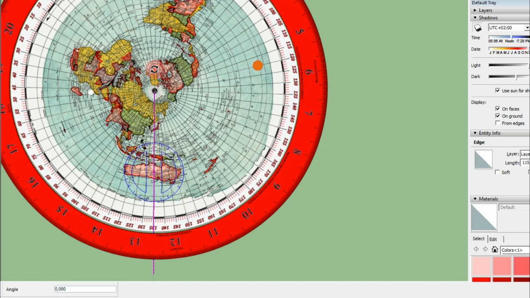Now let's use this line to see how many degrees it is. So first we put it at 90 degrees.